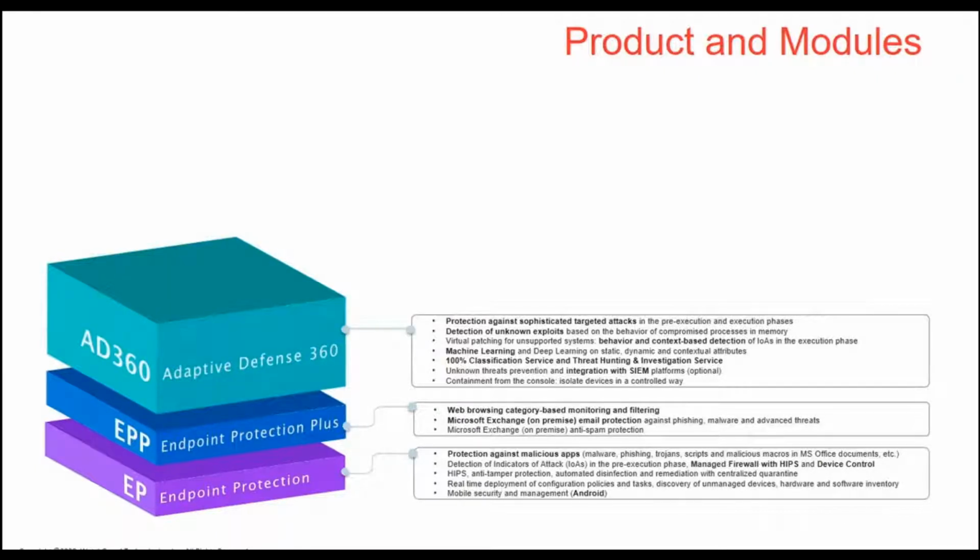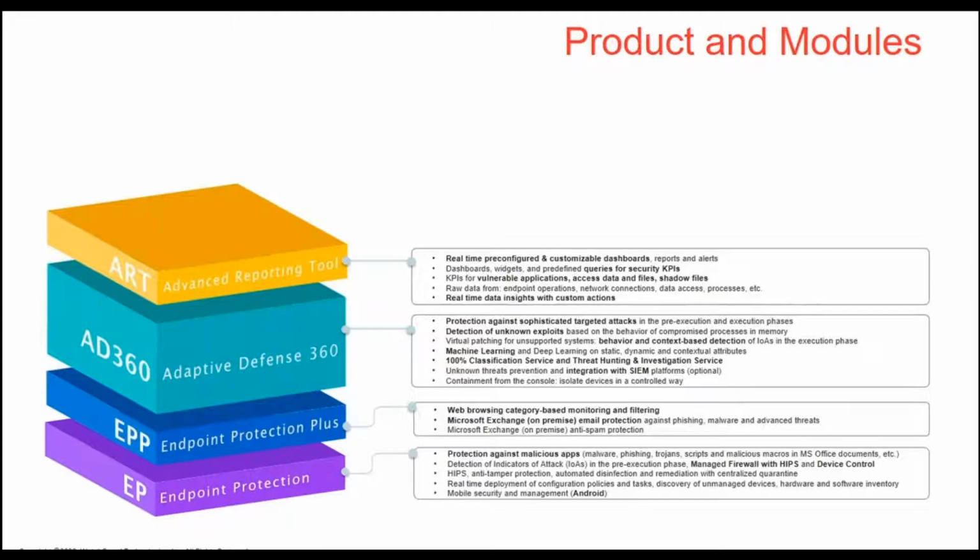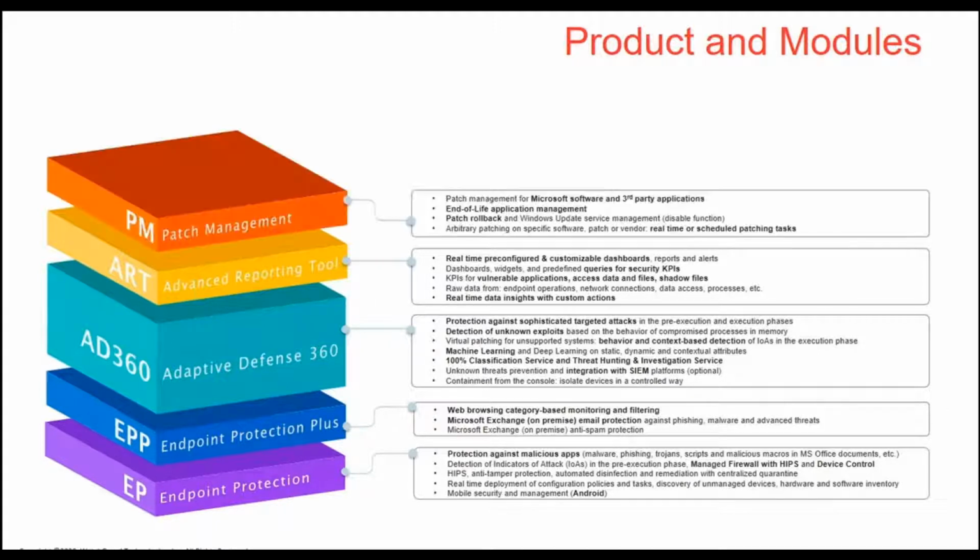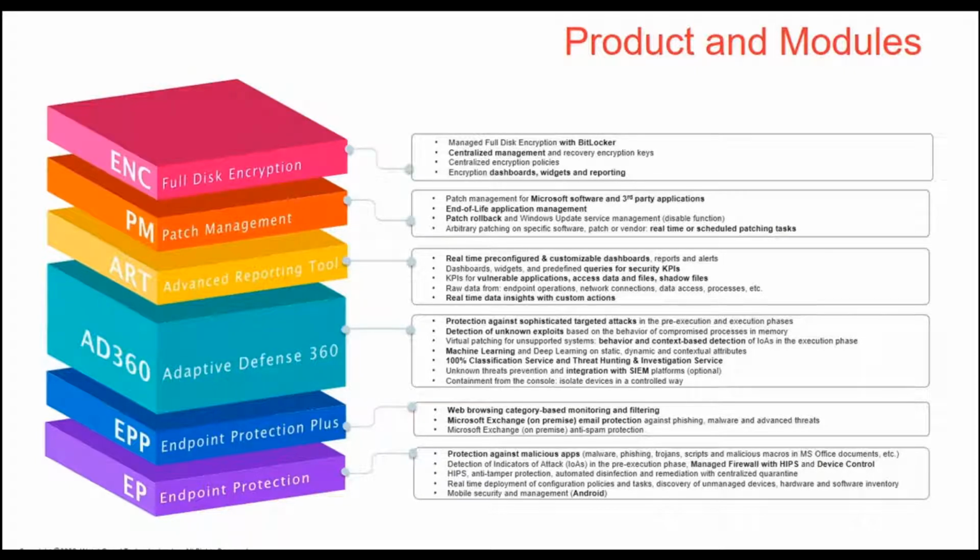Then we have the AD360, which is the adaptive defense plus your antivirus. So you have both your EPP and EDR in one product. And then on top of it, you can purchase the ART, which is the advanced reporting tool. We're going to talk about it a little bit later in this session. Also, you have the patch management, which is one of the security tools that's available for you, as well as the encryption, so that you can have full disk encryption that can be managed and monitored from the same location.